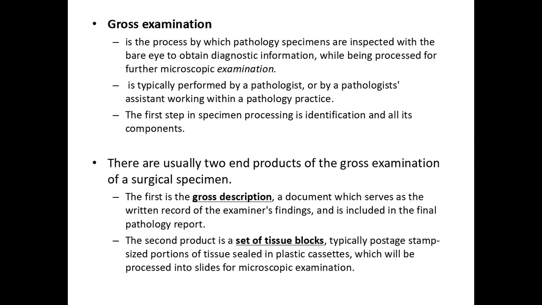There are usually two end products of gross examination of surgical specimens. Number one, the gross description of the specimen, the manner in which you describe the specimen. That is your gross description. Number two is the set of tissue blocks. Meaning, from the specimen that you receive, you will get a representative sample that will be subjected to microscopic examination.